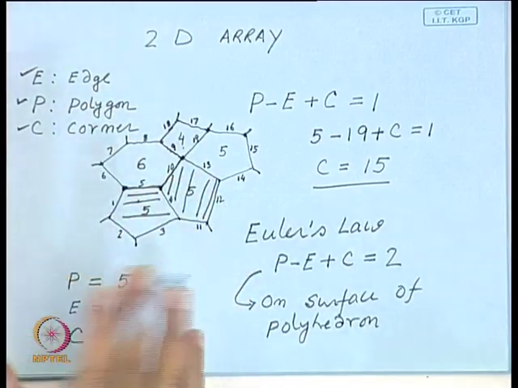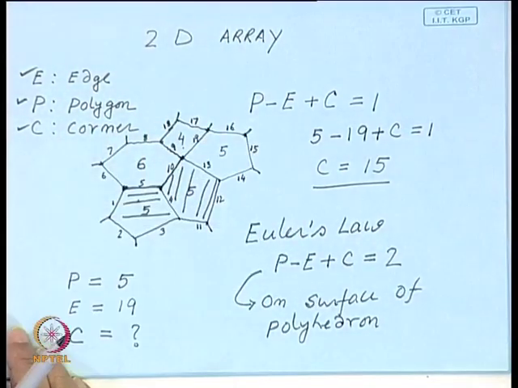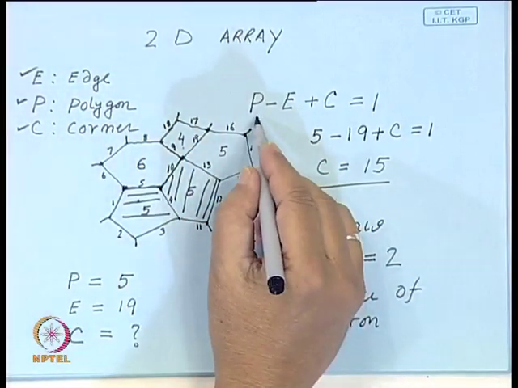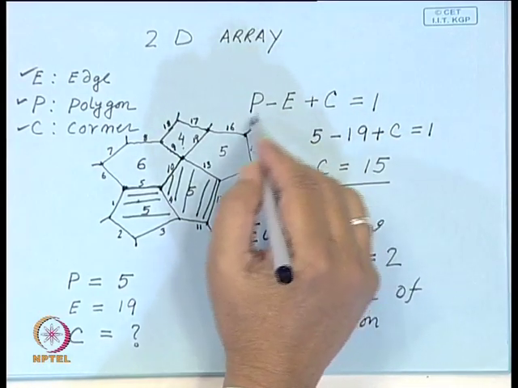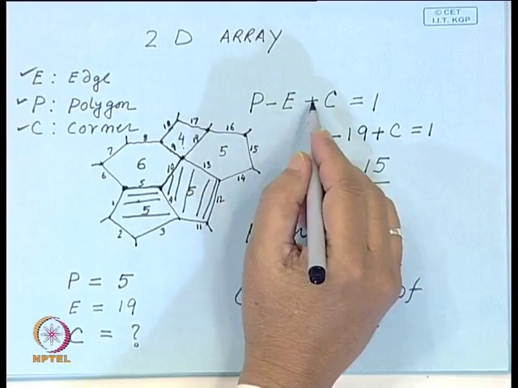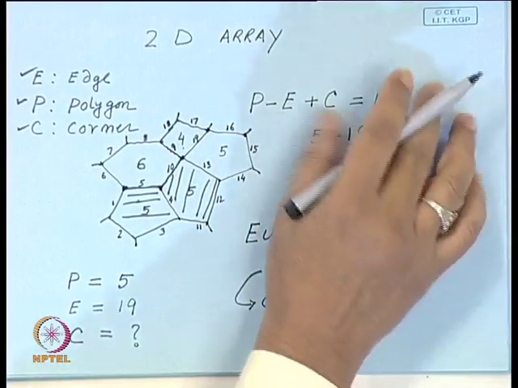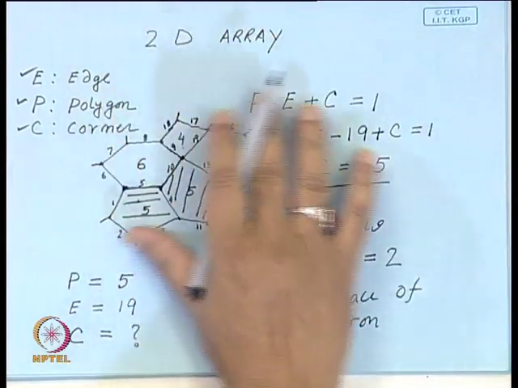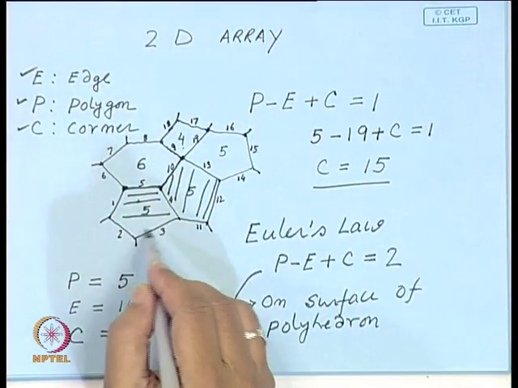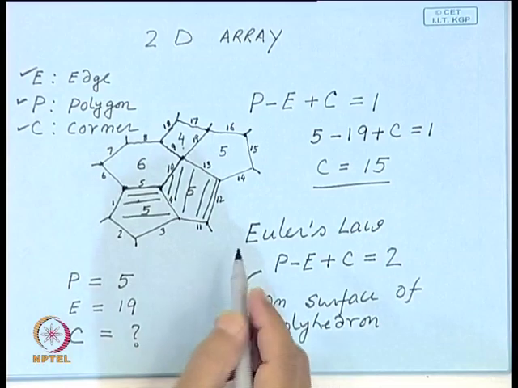And there is a relationship, if this is a space filling, there is a relationship like this, which looks similar to that Gibbs phase rule, that is P minus E plus C equal to 1. So, this is true in a 2-dimensional case, 2D case.